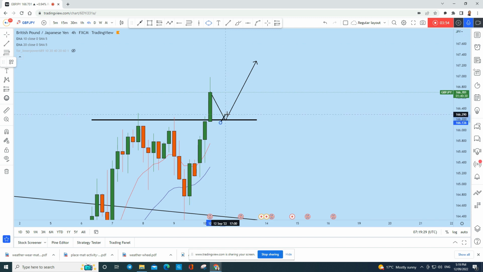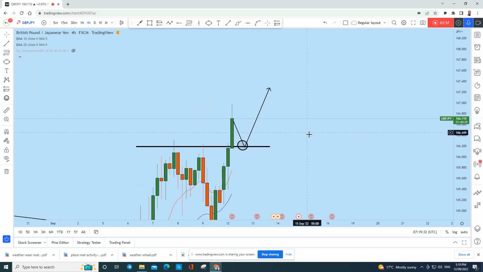So once we get that rejection, according to the rules of our strategies, we will consider going long on GJ from this zone with a high risk to reward ratio, or high probability, with our students.